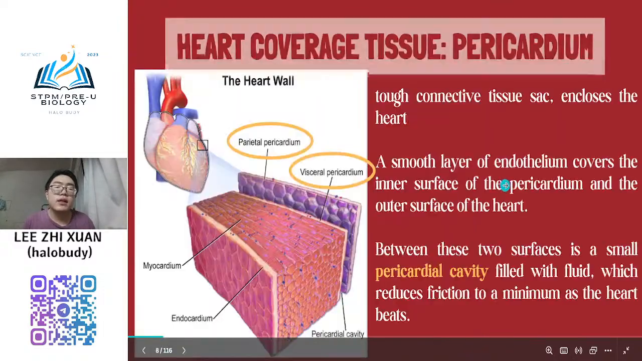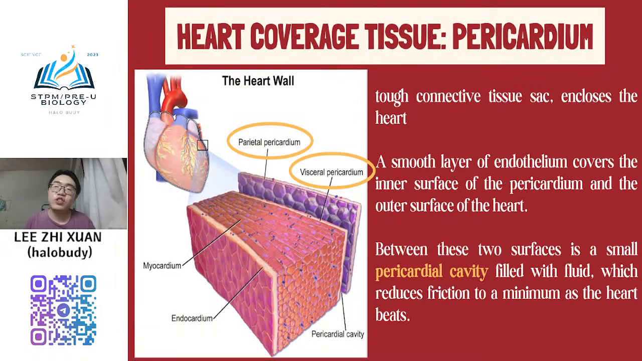Okay, and then next, I need to mention the heart coverage tissue. We know that the heart, one of its coverage tissues is cardiac muscle, right? You will still remember that in semester one, you learned about the types of muscle tissue. You know that you have skeletal muscle, smooth muscle, and cardiac muscle, right? And cardiac muscle is special to the heart only. So cardiac muscle is one of the coverage tissues, and another coverage tissue in the outermost layer of the heart is known as pericardium tissue.